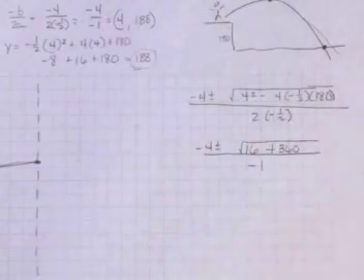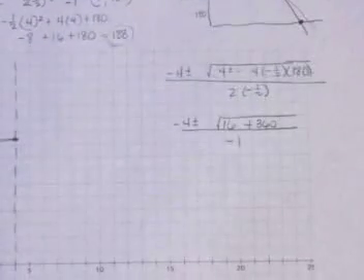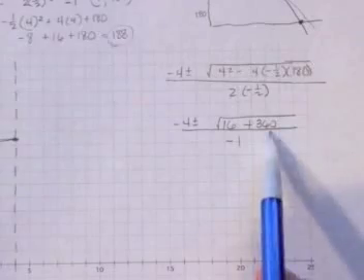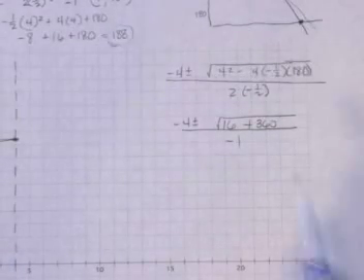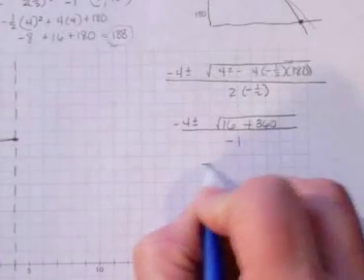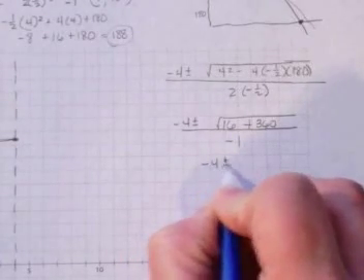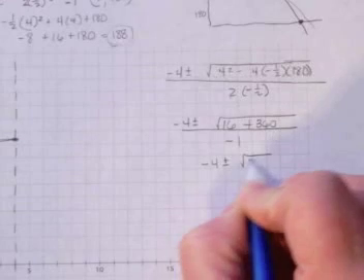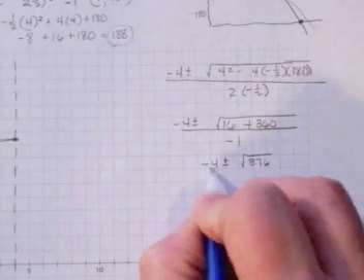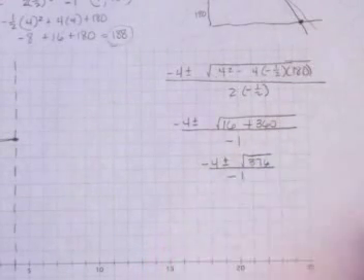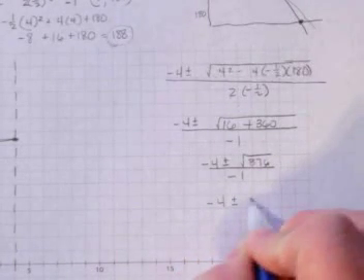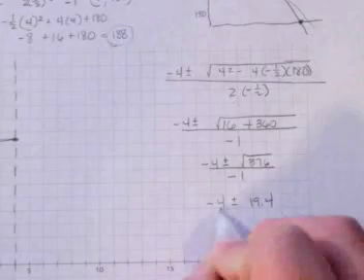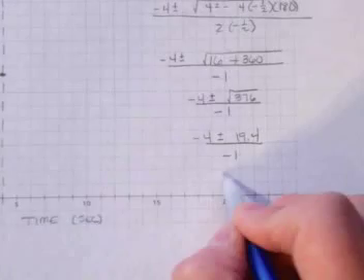2 times negative 1/2 is just negative 1. So I add 16 to 360, and I get 376, and then I take the square root of 376. And I get negative 4 plus or minus 19.4 over negative 1. And here's where I split my equation into two.